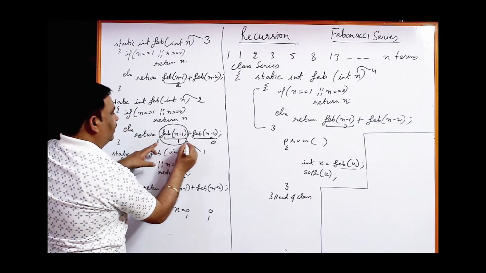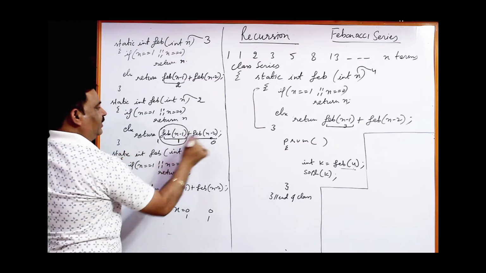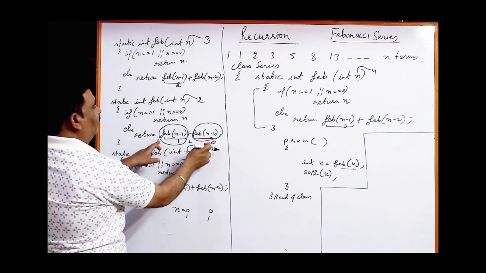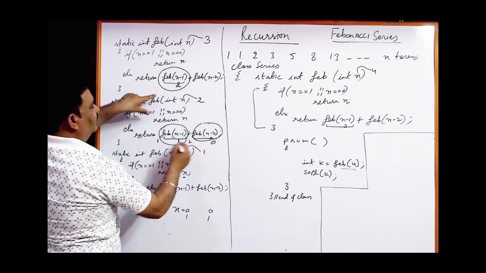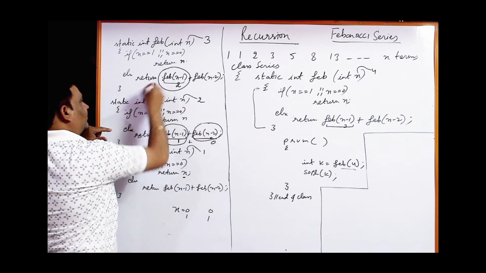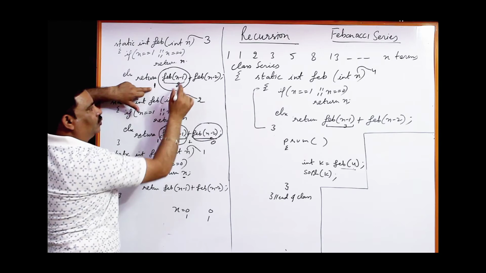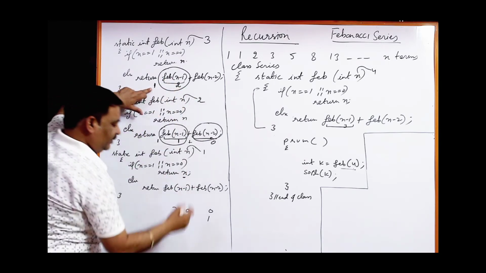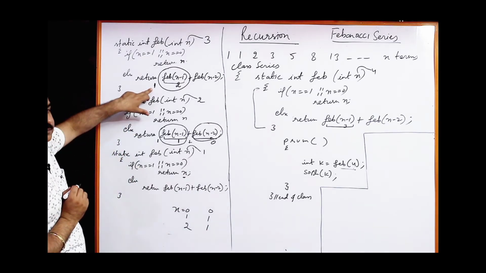So both, 1 plus 0. Now 1 plus 0, because this function will get 1 and this function will get 0. So altogether 1 plus 0 will be returned back to this function, and 1 plus 0 is now 1. It means when we are passing 2 to this function, finally we are getting 1.